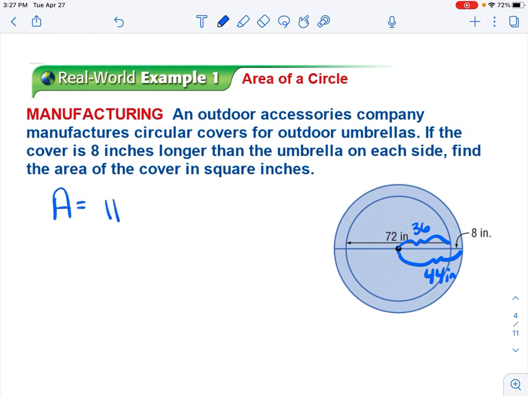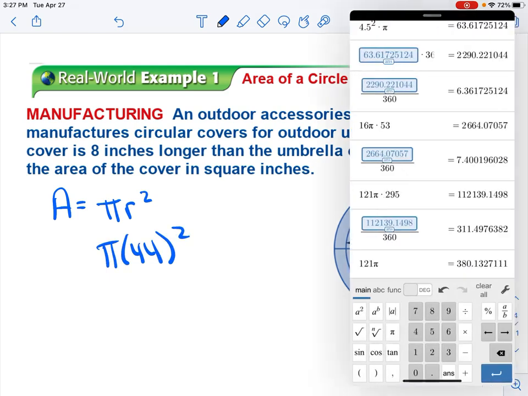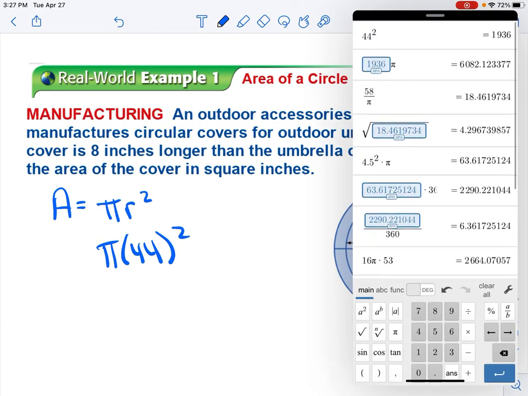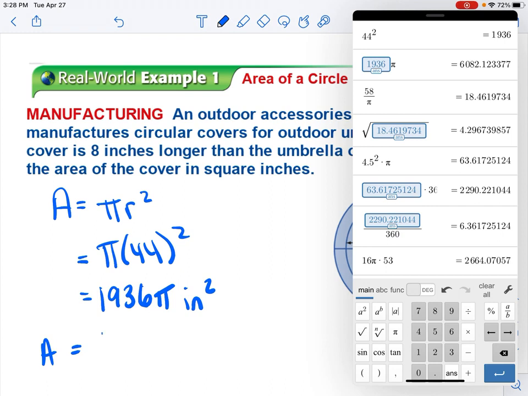So area is equal to pi r squared. We just figured that out. We plug in 44 for our radius. We go ahead and take 44 squared. We get 1,936 pi. If it asked for exact solution, that would be your exact solution. Because it doesn't, I'm going to keep solving and find my decimal solution by multiplying 1,936 times pi. And I get 6,082, and I'll round to 2 decimals, 0.12 square inches.